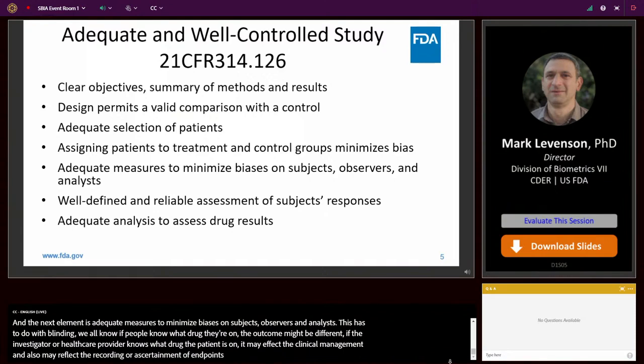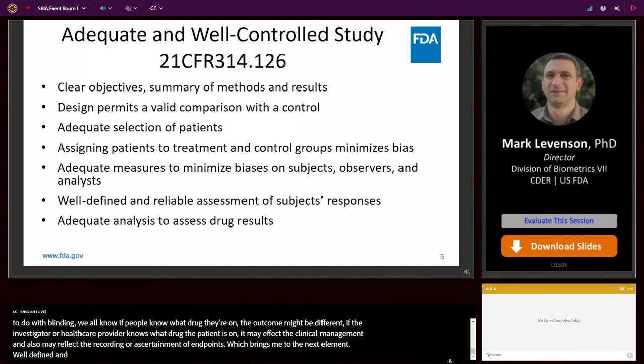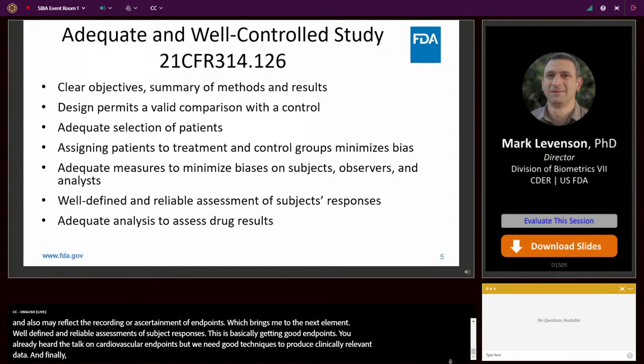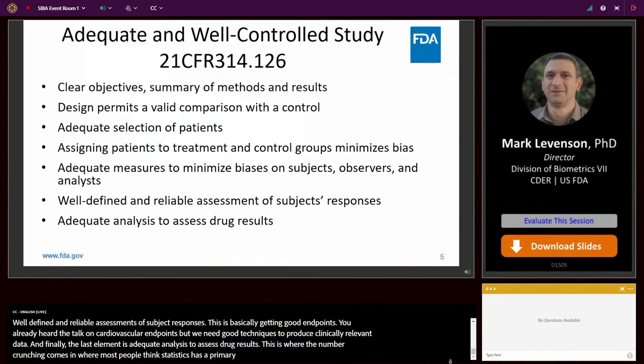Which brings me to the next element, well-defined and reliable assessments of subject responses. This is basically getting good endpoints. And you already heard a talk on cardiovascular endpoints, but this is a very important part. We need good measurement techniques that produce clinically relevant data. And finally, the last element is adequate analysis to assess drug results. This is where the number crunching comes in, where most people think statistics has a primary role. But as I said previously, statistics has a role throughout these elements.